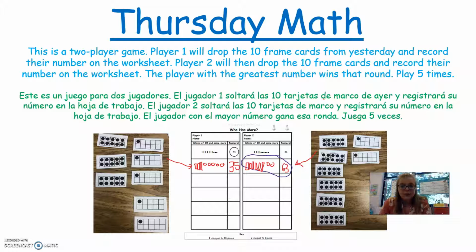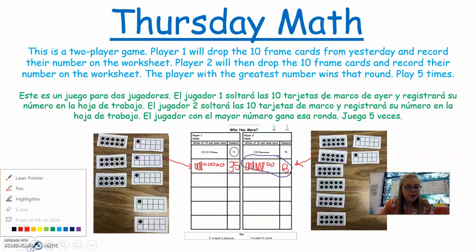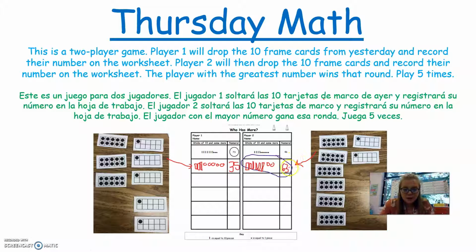Player 2 is going to drop the 10 frame cards as well and then record their number. So I was playing against Rashid, and he dropped his 10 frames, and he got 6 groups of 10s. We did 6 rods, and he got 2 ones. He said his number is 63, though. Let's check that. 10, 20, 30, 40, 50, 60, 61, 62. Rashid messed up. So make sure you're checking your partner's work to make sure theirs is the correct number. So they had 6 groups of 10s and 2 ones, which is the number 62.